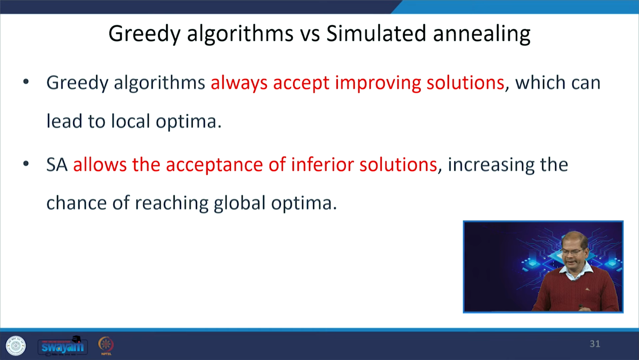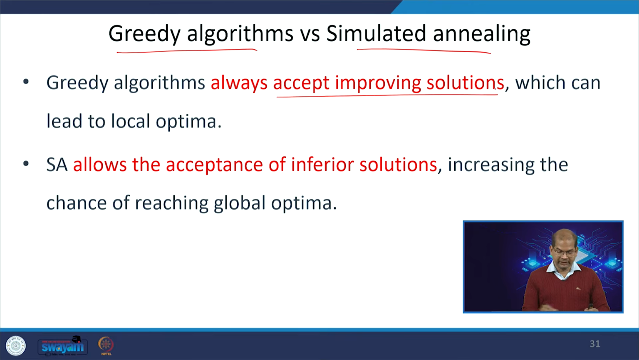This slide summarizes the difference between the greedy algorithm and simulated annealing. The greedy algorithm always accepts improving solutions, which can lead to local optima. However, simulated annealing allows acceptance of inferior solutions, increasing the chance of going to the global optimum.